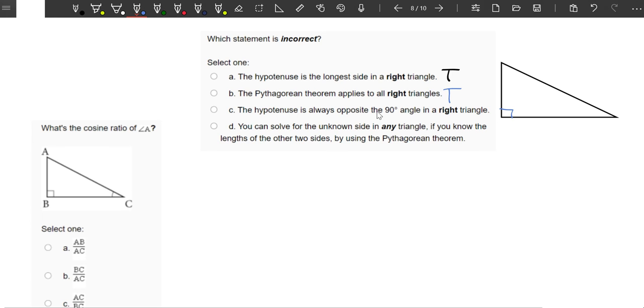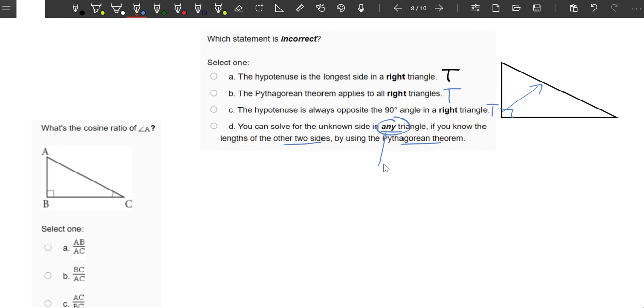C, the hypotenuse is always opposite the 90-degree angle. Well, that's always going to be true. So this last one better be false. D, you can solve for the unknown side in any triangle if you know the lengths of the other two sides by using the Pythagorean theorem.